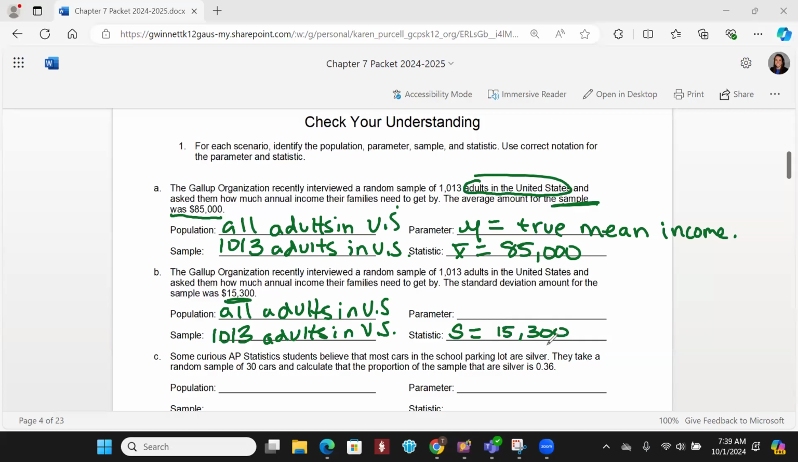For parameter, we've been using sigma, and that means it's going to be the true standard deviation of income. You need to state what you're talking about. It's always in terms of whatever the units are.